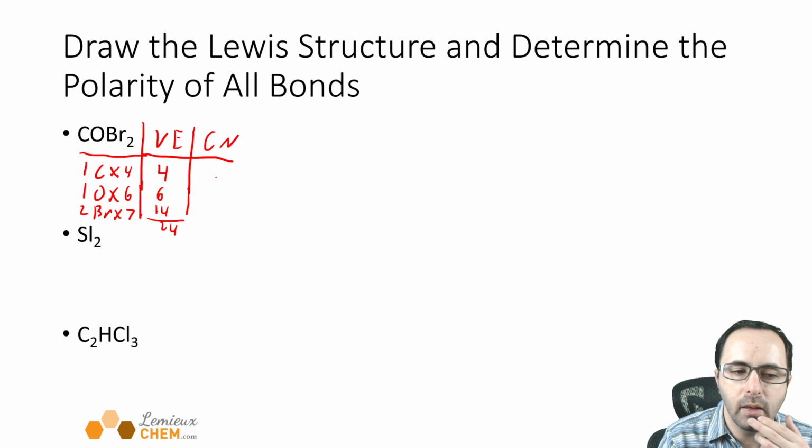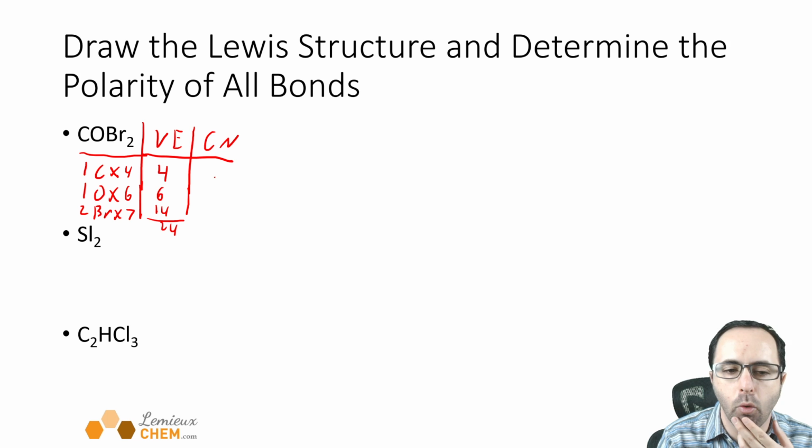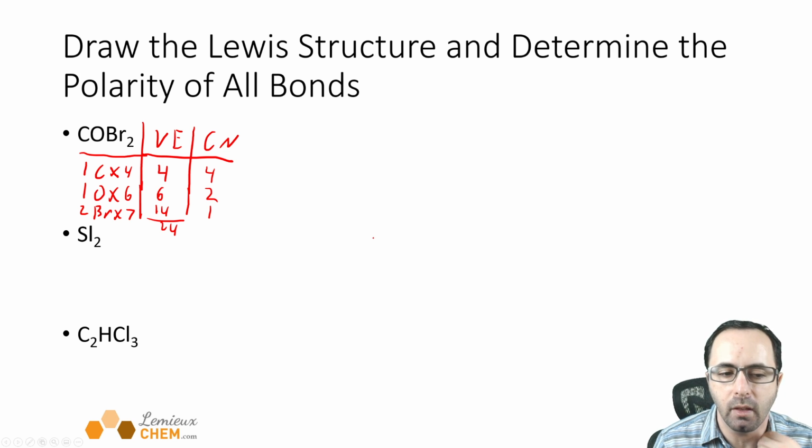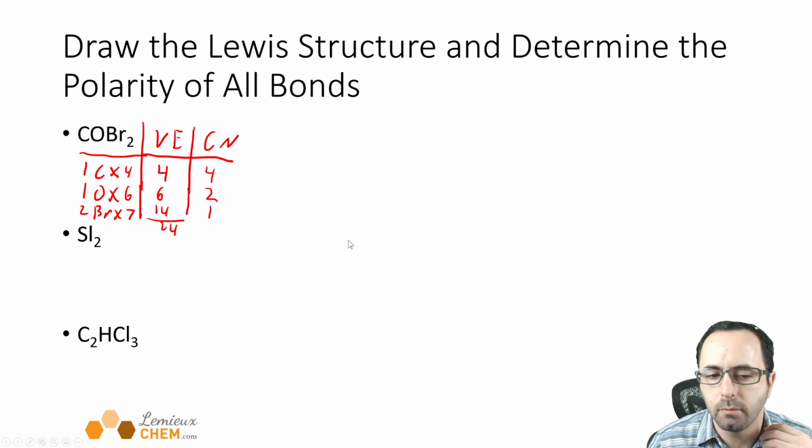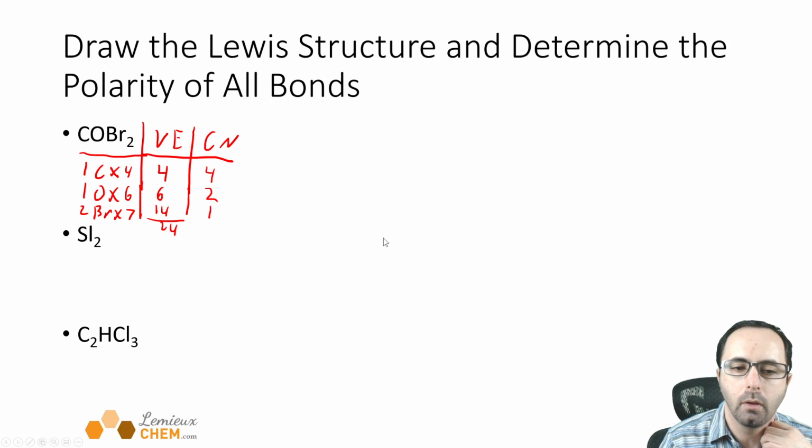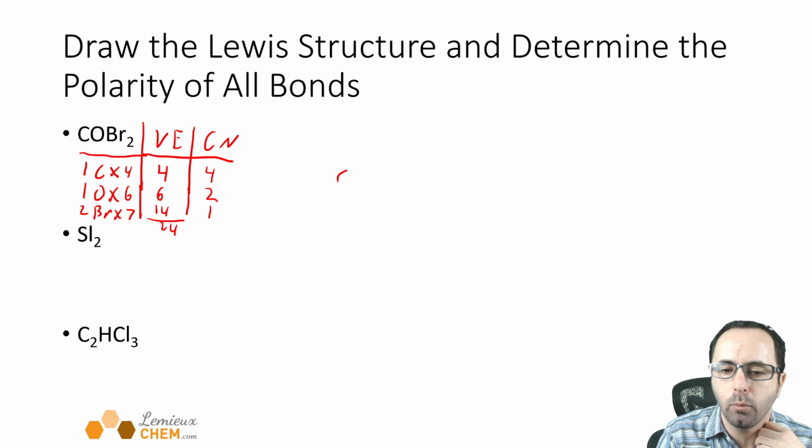And the covalence number is however many more electrons the atom would need to have 8. So carbon would need 4 more to have 8. Oxygen would need 2 more. And the bromine would need 1 more to have 8, because each bromine starts with 7. So we draw a skeleton with the atom with the highest covalence number in the middle. We draw the other atoms around it: 1 oxygen, 2 bromines.